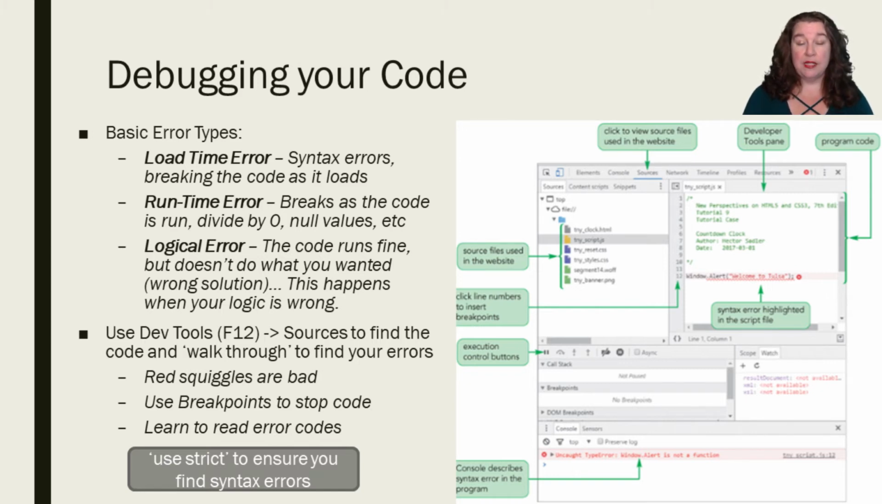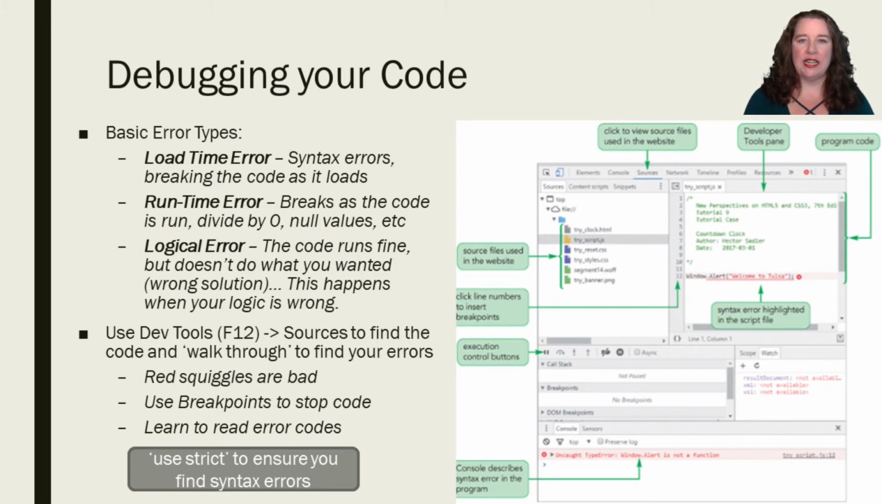Basic error types. Again, if you've already done coding, you know this. If you don't, this might be new for you. There are 3 different types of errors that happen in code, and this goes for any language, not just JavaScript. The first we can call a syntax error or a load time error, which is where your syntax is wrong. You're missing a semicolon, you're missing a function name, your parentheses don't match correctly. There's actually, like, you typed something wrong.